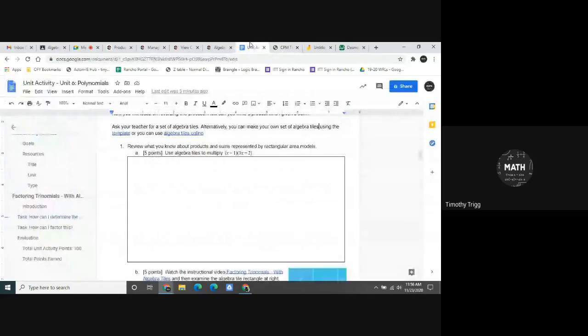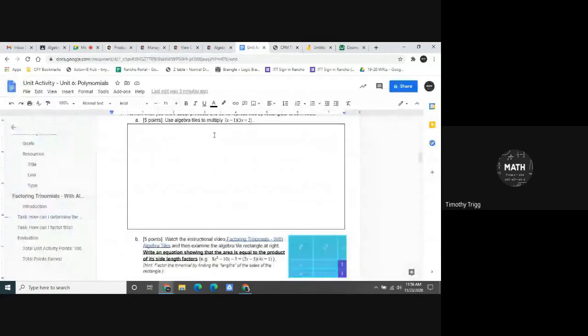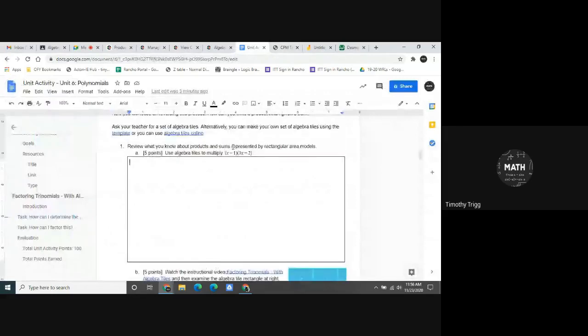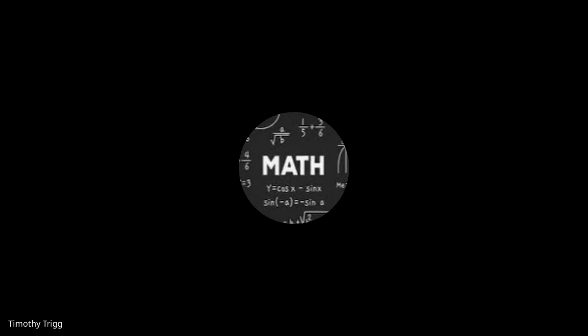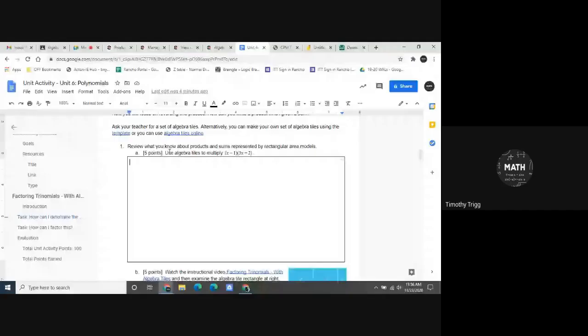But now let's go ahead and start talking about what they're talking about here. So if you notice the first one, it says, review what you know about products and sums represented by rectangular area models. So if you took the first semester online, then hopefully this will seem somewhat familiar, but if not, that's okay. We'll go over this. So it says use the algebra tiles to multiply x minus 1 times 3x plus 2.